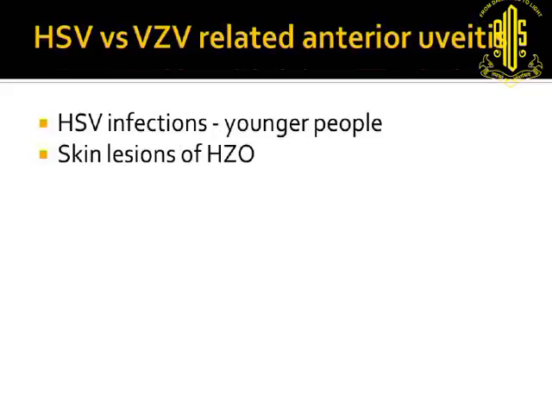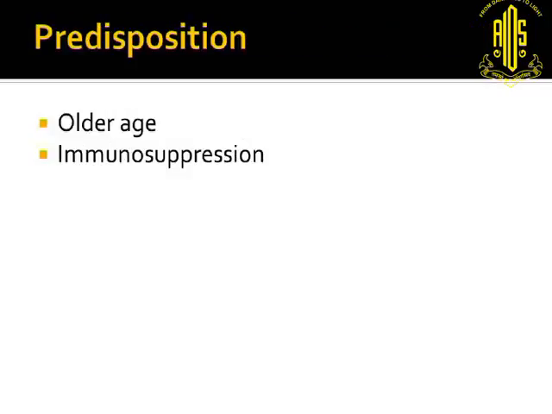In general, simplex viruses tend to occur in younger patients and zoster in older individuals over the age of 60. Of course, if you have the skin lesions and the classic presentation of herpes zoster ophthalmicus, the diagnosis is easier to make. Also, for zoster related uveitis, older age and immunosuppression are risk factors.